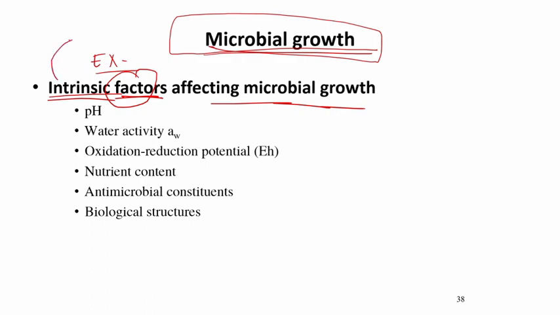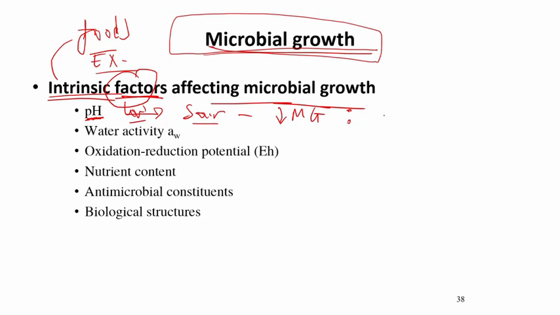Intrinsic means within or inside the food, the factors that belong to the food, which influence microbial growth, and include what? The pH. A pH of food. When we have low pH, then we have sour food, right? When we lower the pH, the food is sour, and normally we can inhibit the microbial growth a lot. You can see many examples.